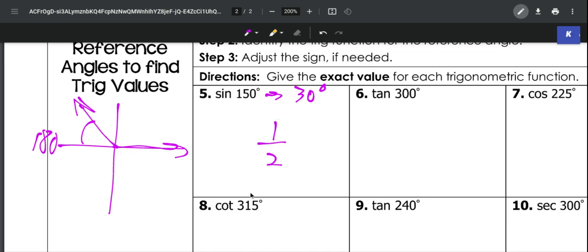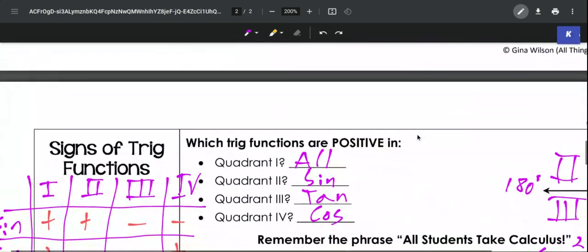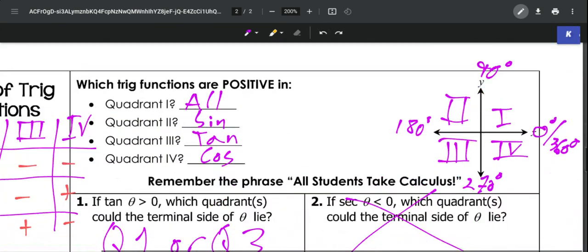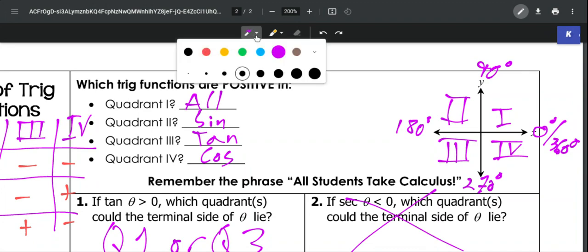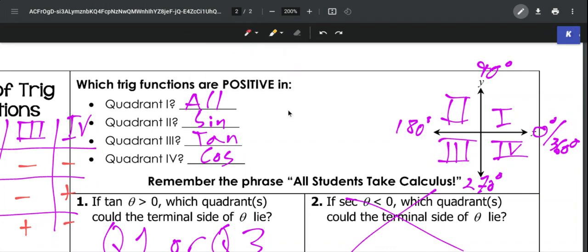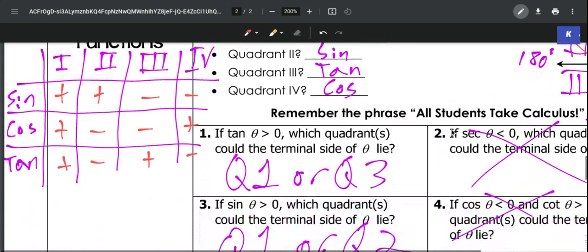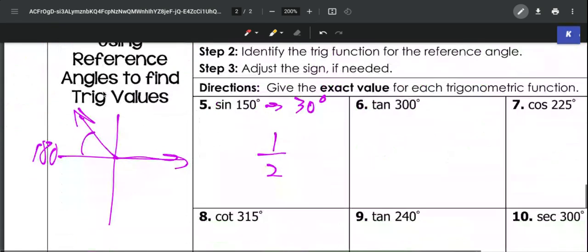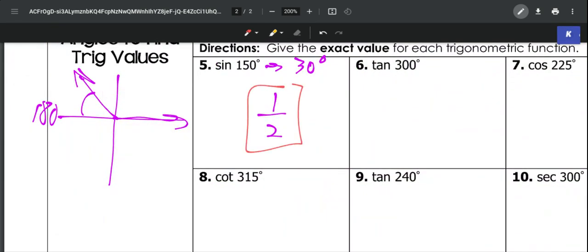Now we need to determine the sign. For this sine of 150, we need to know what quadrant 150 degrees would fit in. I hope we could all see that it would fit in quadrant 2. If we go back to this, it would be somewhere right here. So it's going to fit in quadrant 2. Now in quadrant 2, sine is positive. So this is just going to be 1 over 2 as our answer.